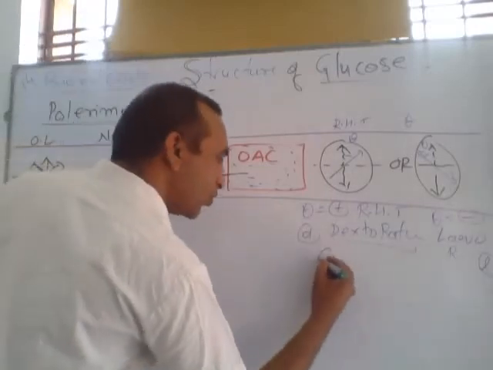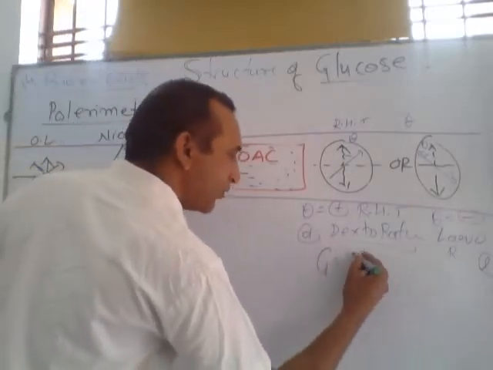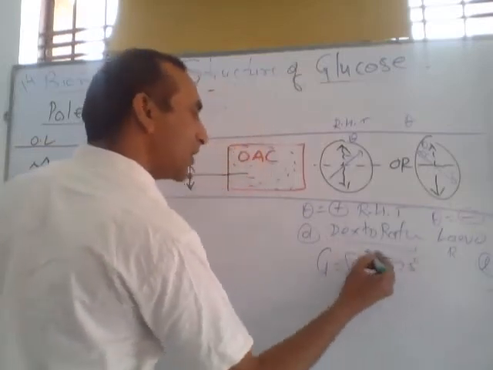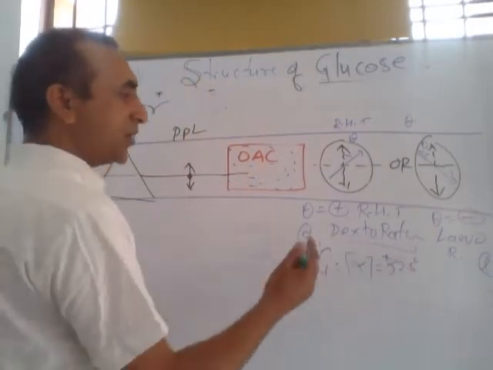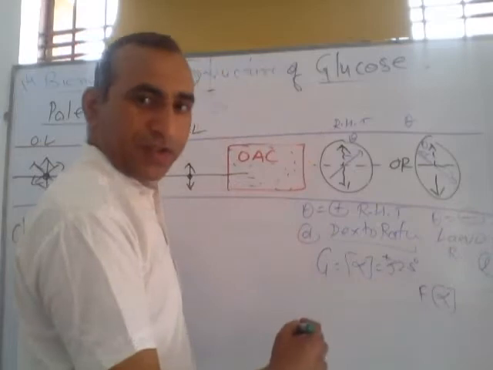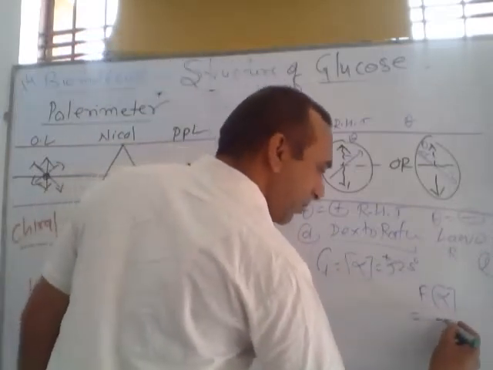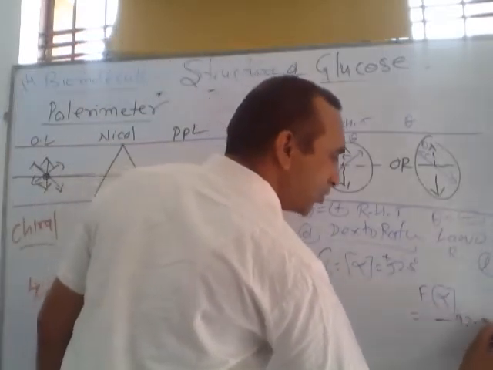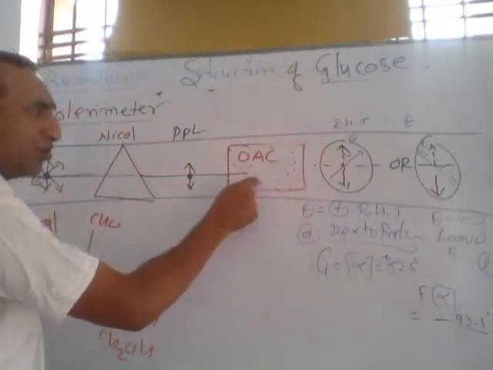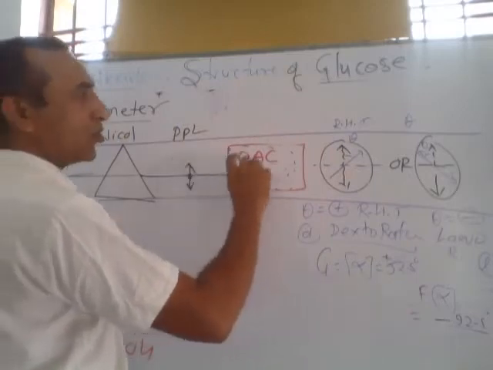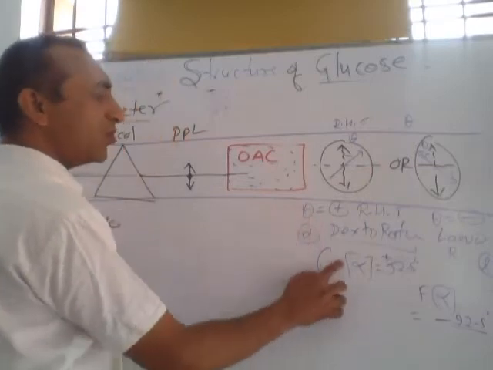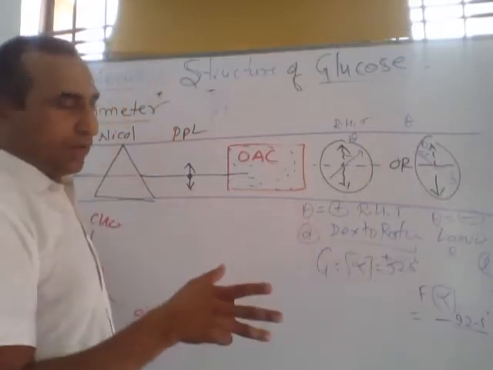Actually, the specific rotation of glucose is 52.5 degrees with plus. So glucose is called dextrorotatory. But the specific rotation of fructose is with a minus sign, minus 92.5 degrees. So if we put glucose here, it rotates plane polarized light toward the right hand side by 52.5 degrees. So we say glucose is a dextrorotatory compound.